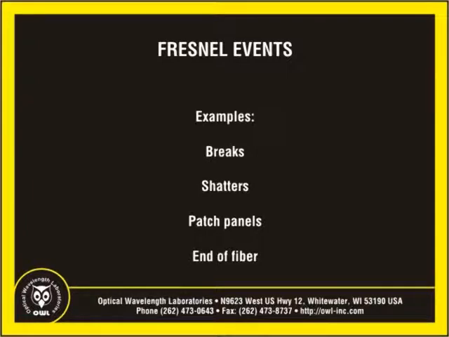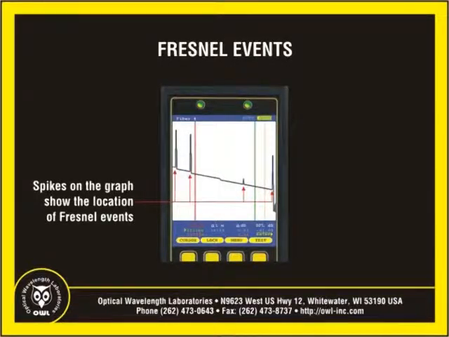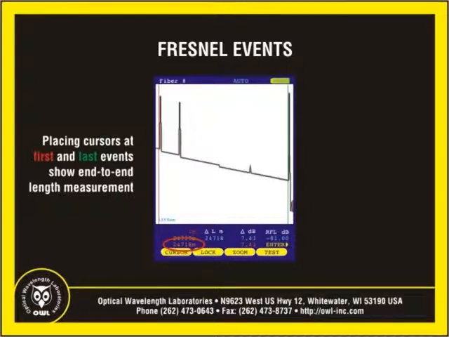The main function of the OWLTrek OTDR is to detect the presence of highly reflective events, otherwise known as Fresnel events. Examples of Fresnel events are breaks, shatters, patch panels, or even the end of a fiber link. The location of a reflective event is shown as a visible spike on the otherwise gently sloping OTDR trace, allowing the technician to quickly locate the problem and restore the network to its previously working state. By placing the cursors at the first and last reflective events, the OWLTrek can also be used to determine the total end-to-end distance of the fiber link.